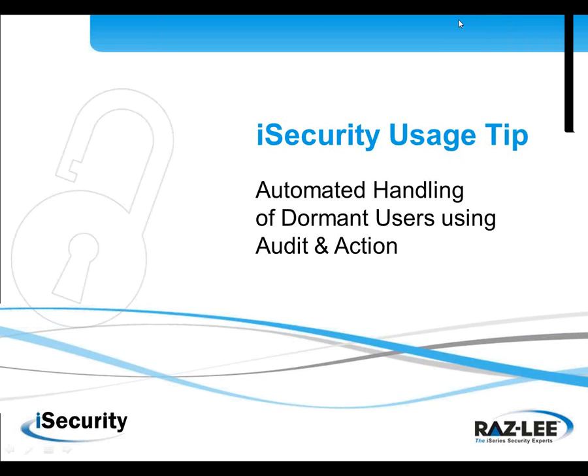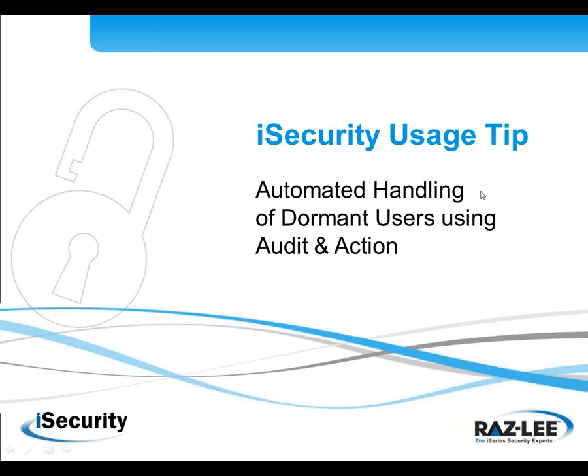I'm eli.spitz, Vice President of Business Development at Raz-Lee, and in this usage tip we'll focus on how to create and implement an automated procedure to disable dormant users, that is, users who have been inactive for at least 60 days. Naturally, this usage tip can be implemented for any subset of user profiles which you may be interested in. For example, users without a password, users whose passwords are the same as their user profile name, users who are defined with special authorities, or users who are defined with user class *PGMR, for example.